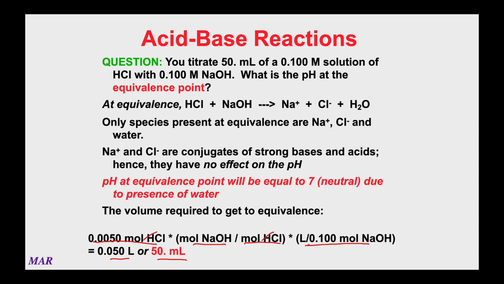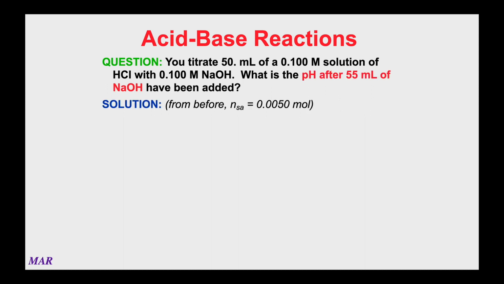FYI to the wise. So now let's figure out the pH when we've added 55 milliliters of sodium hydroxide. Now, we saw in the last problem that it took 50 milliliters of sodium hydroxide to reach equivalence. We are now past 50 milliliters. We are definitely into the post-equivalence region.